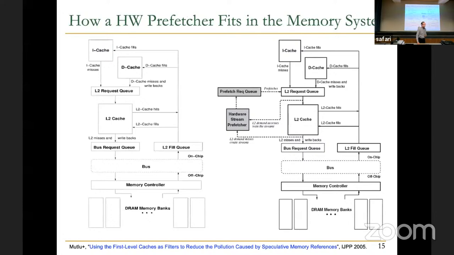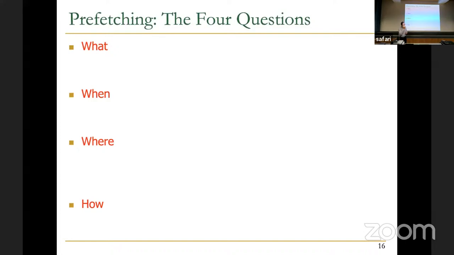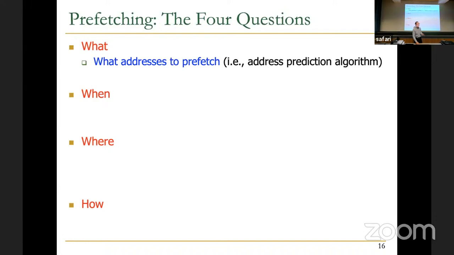Okay, this is an example hardware prefetcher. We're going to talk about software prefetchers also. So there are four major questions in prefetching. And it basically boils down to what, when, where, and how. And we're going to examine all of them. So what addresses to prefetch? Basically, what is the address prediction algorithm? And this is actually very important because there's a lot of room for innovation over here. And people have come up with very, very innovative things. And we still need to come up with more innovative things going into the future.